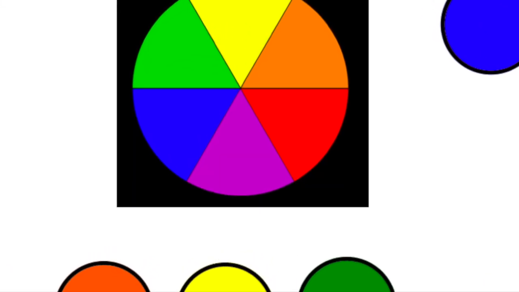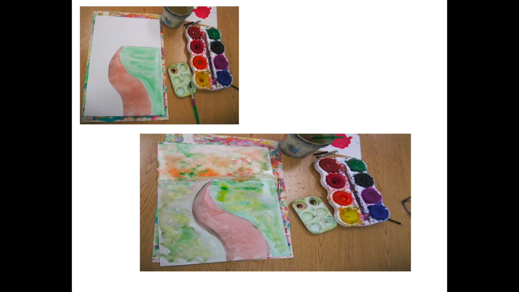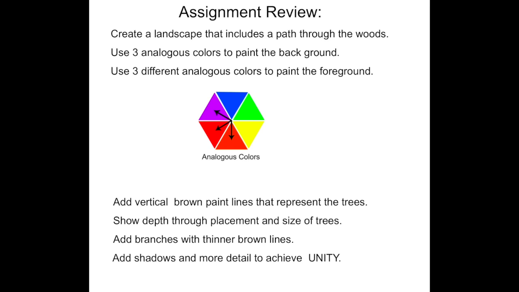Good job. We will be using watercolor paint today, and you will choose 3 analogous colors for the foreground and 3 different analogous colors for the background. Today you will just be doing the top half of the assignment. Create a landscape that includes a path through the woods. Use 3 analogous colors to paint the background. Use 3 different analogous colors to paint the foreground. Remember, analogous colors are near each other on a color wheel.